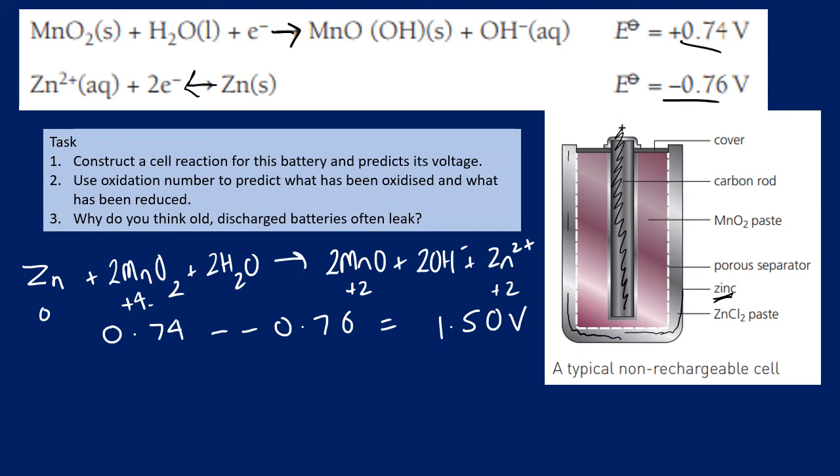And finally, why do you think old discharged batteries often leak? Well, look what's happening. The zinc is being oxidized to Zn2+. So this outer casing of the battery is actually going to get thinner and thinner as the battery is used up. As the cell reaction takes place, this zinc is going to get worn away, and it becomes weaker. So it's more susceptible to leaking.